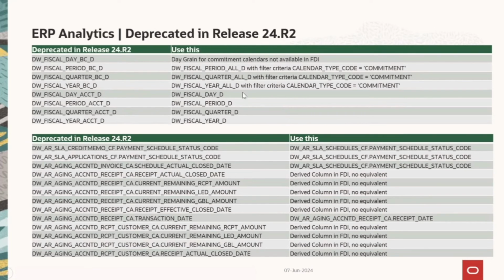On the right side, you can see what you can start using. If you're using this, you should start using this new table with the filter criteria. Similarly, on the AR side, if you're using these columns in the table, you should start using these new columns we have specified. If it is not available, it was a derived column, and we are not supporting those.